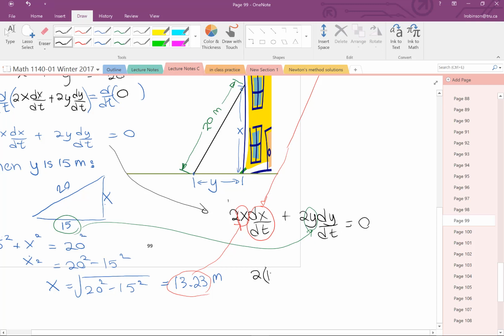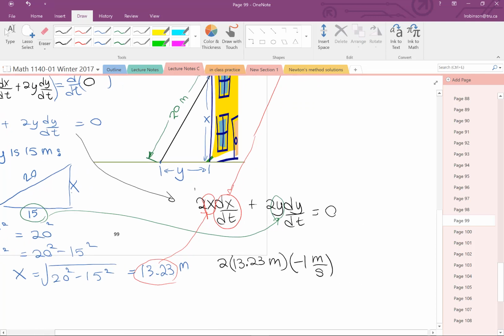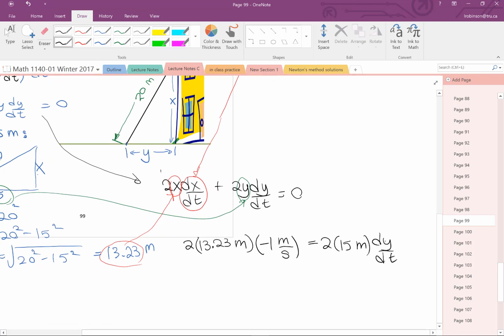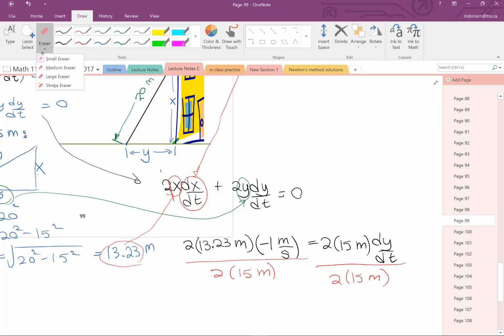Okay, so 2 times 13.23 meters times minus 1 meter per second, whoops, I forgot to multiply by dx/dt, equals 2 times 15 meters times dy/dt. So we can just divide both sides by 2 times 15 meters. Oh, sorry, I'm half asleep here. I'll just put that in as a step.